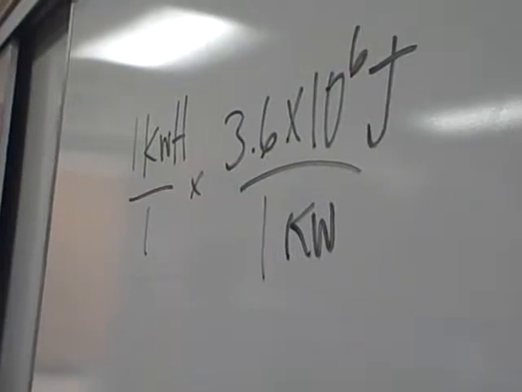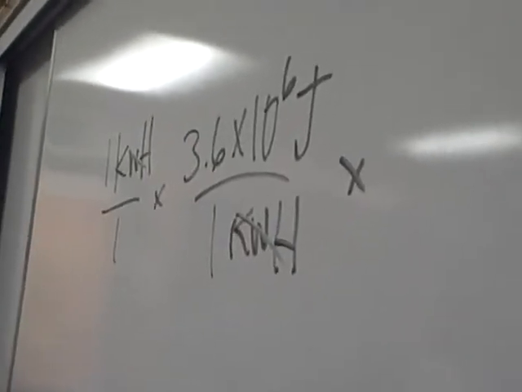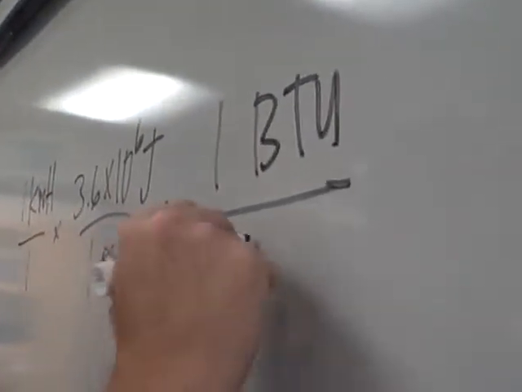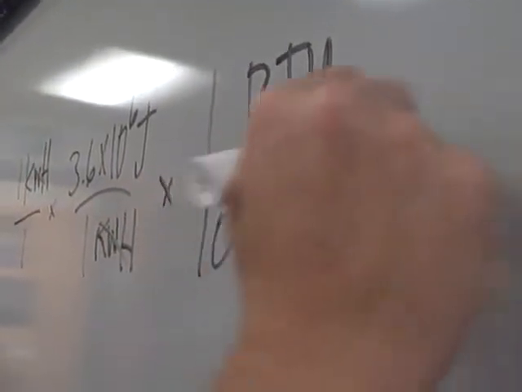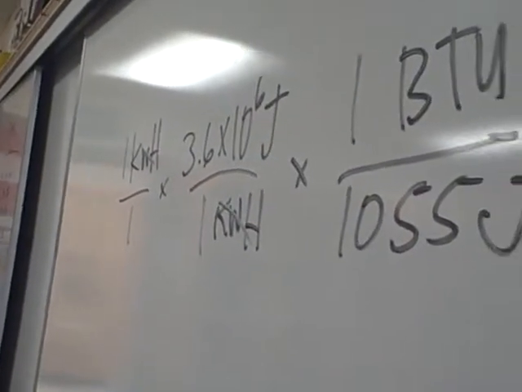So that's going to get rid of that, and we're going to multiply that. Let's turn joules into BTUs: British thermal unit, BTU, over 1055 joules. And that gives me 3,412 BTUs.